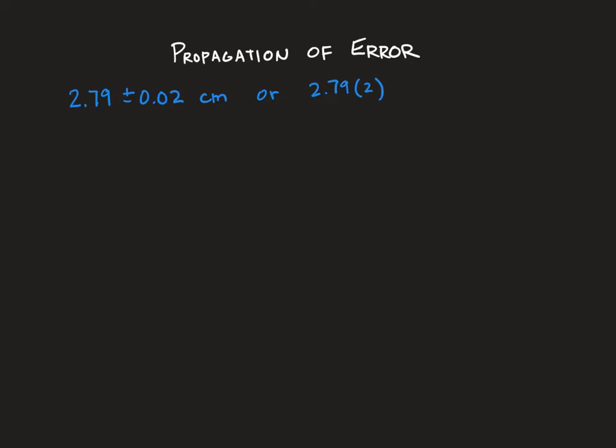So 2.79 plus or minus 0.02, my error is 0.02 millimeters. And remember, I can write this just with a parenthesis, where the parentheses give me the uncertainty in that last digit.